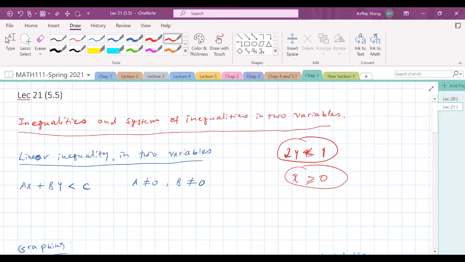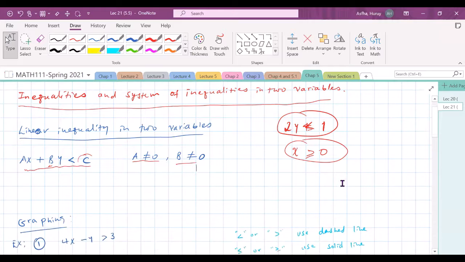So a linear inequality in two variables is written in this form. This is the standard form. So we have ax plus by less than c. This is a constant, and a, b and c are the coefficients of the respective variables, and x and y are variables. And in order to call this a linear inequality in two variables, a and b should be different from 0. If they are 0, or if at least one of them is 0, then it's not a linear inequality in two variables anymore.